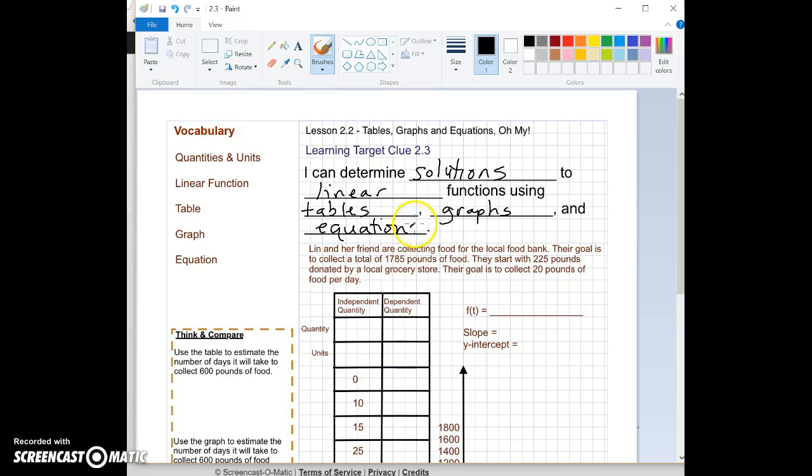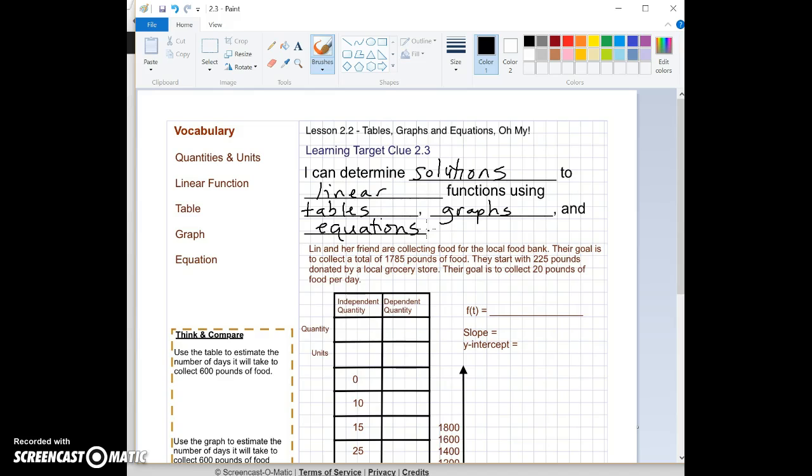Before we do any more, let's just do a quick review. We've got some vocabulary over to the side. Quantities and units. Quantities is the general thing that we're measuring. Units is how we're going to measure it. So we might measure time, that's our quantity, but our unit is going to be days, minutes, hours. We might measure weight, that would be our quantity. Our unit would be pounds or milligrams or kilograms. So quantity is the big general measurement. Unit is the specific measurement.